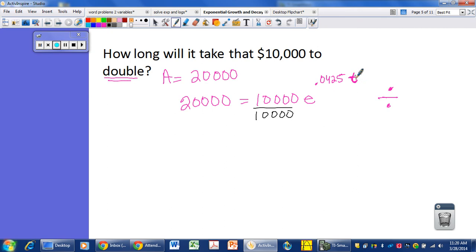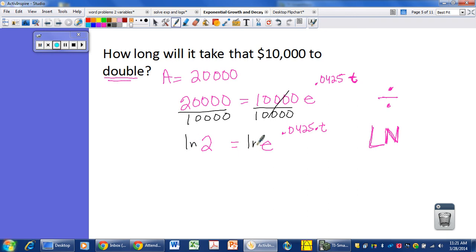We're trying to solve for our variable here, so we're trying to get everything away from our variable. So 20,000 divided by 10,000, well, that's 2, hence the doubling factor. e to the 0.0425 times t. So here we have an exponential, and from our previous problems we solve exponentials by taking the natural log of both sides. So now we're going to natural log both sides.